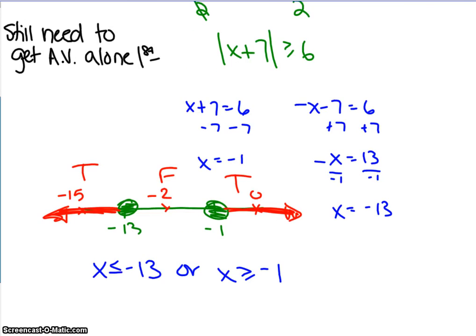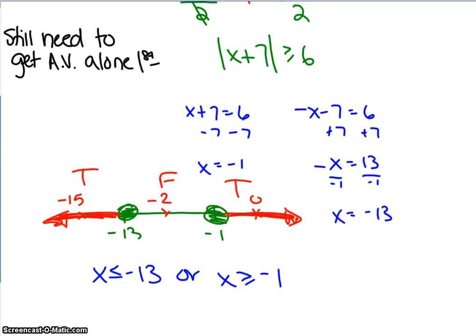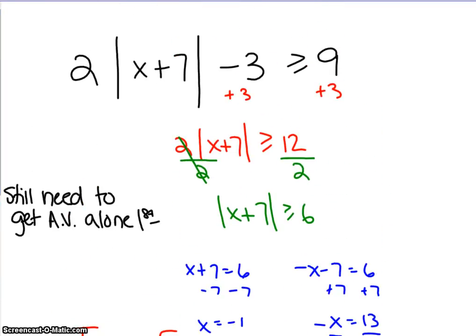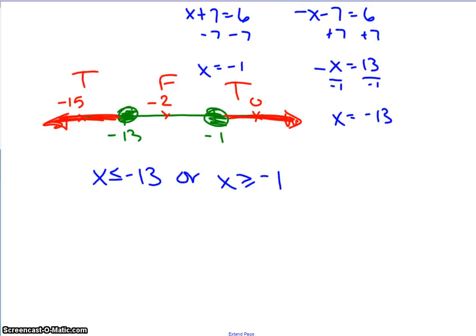Now, when I test my points, make sure you're going back to the original. So in this case, if I started with the -15 on the left side, working inside, -15 plus 7 gives me a -8. Absolute value is a +8. We have to simplify what's inside the grouping symbol first. 2 times 8 is 16. 16 minus 3 is 13, which is greater than or equal to 9. So -15 worked. So that's why I gave ourselves a true sign out here. Be careful with the negatives.